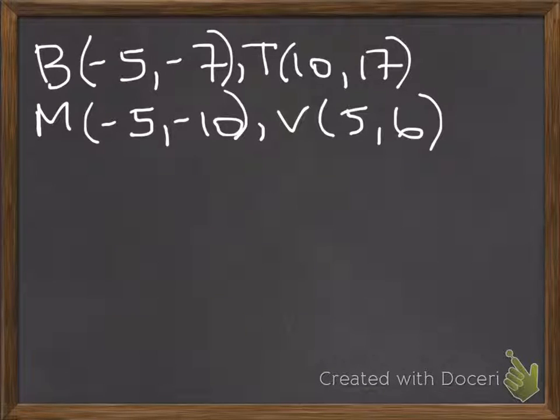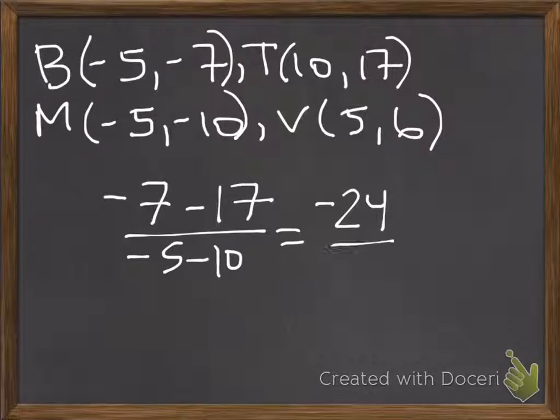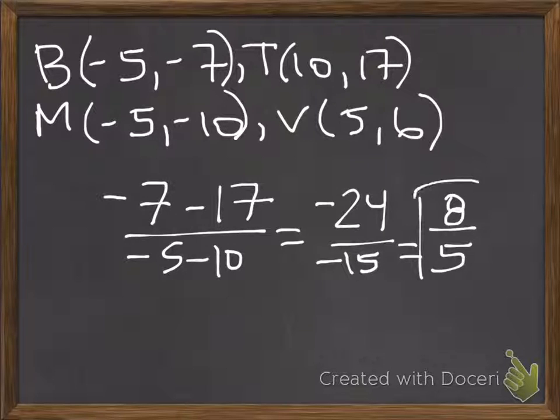Next, we're going to do the same thing. Find the slope of BT first. And then the slope of MV.